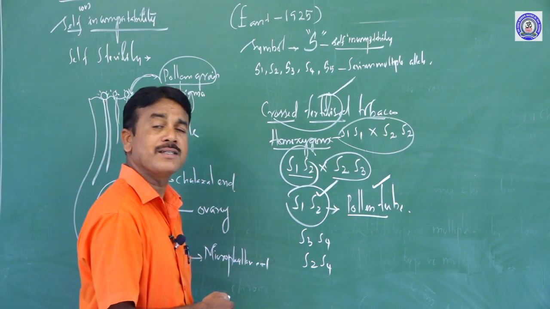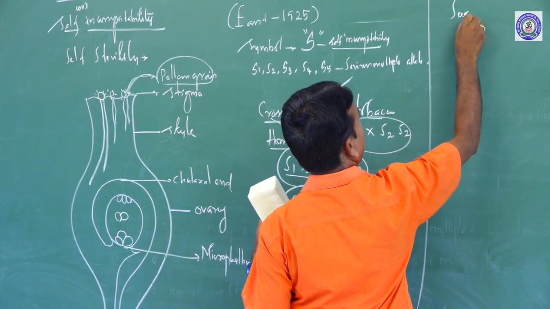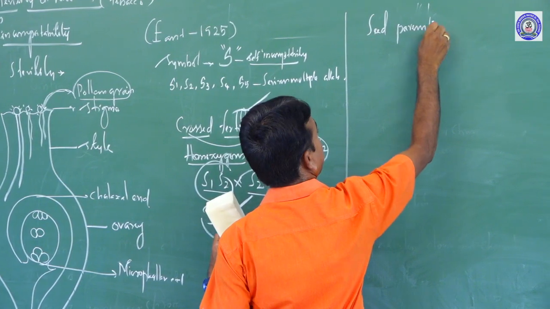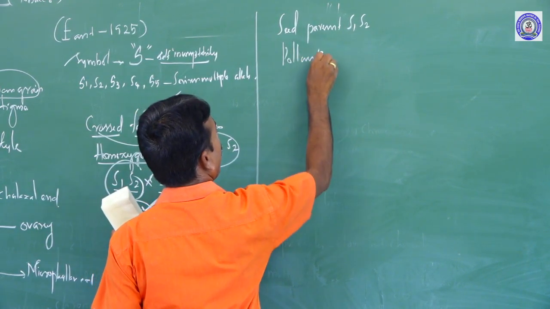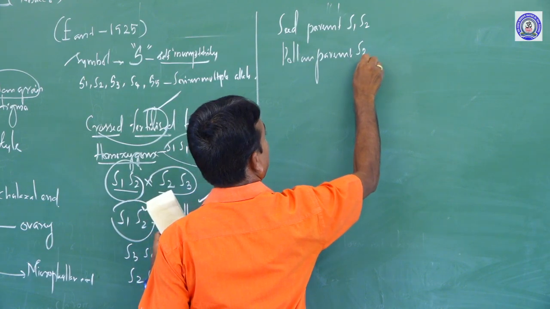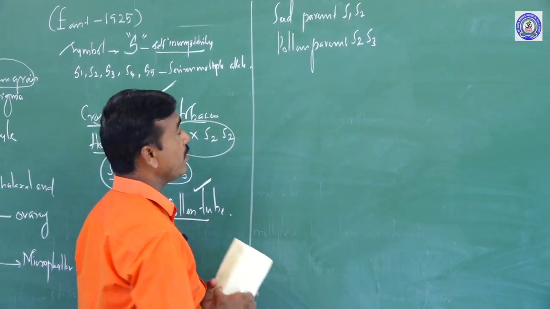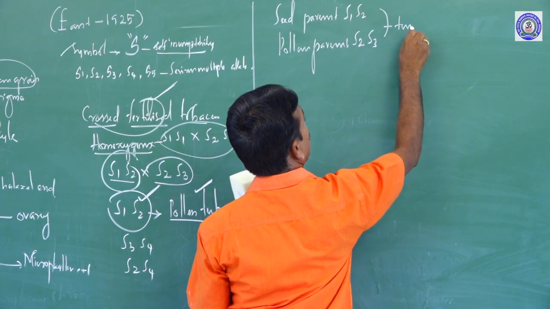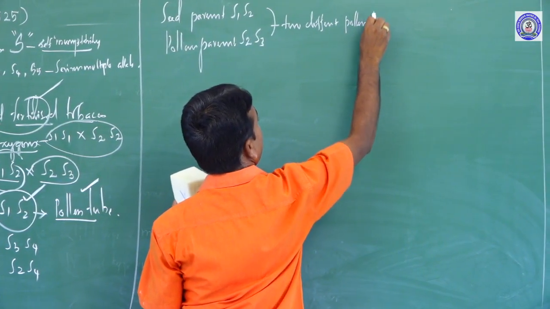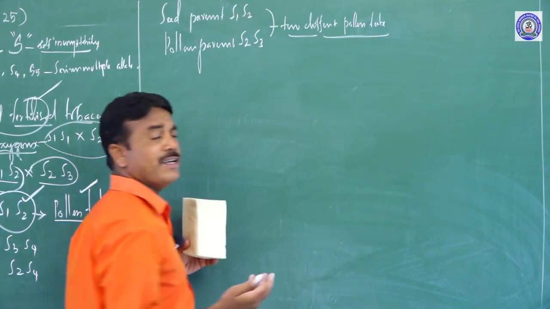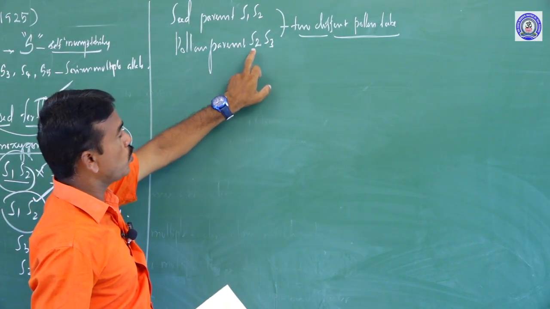Now I am going to take the crossing with seed parent S1 and S2, and pollen parent S2 and S3. If the crossing is made between S1, S2 and S2, S3, you can find two different pollen tubes, or you can distinguish two different kinds of pollen tube, in the crossing between S1 and S2 and S2 and S3.